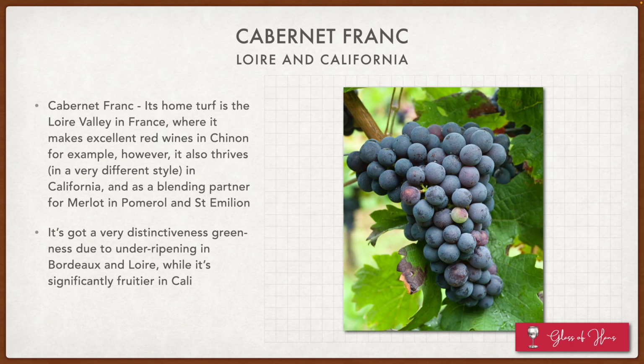Now we move on to red grapes. Let's begin with Cabernet Franc, a much older grape. Its home turf is in the Loire Valley of France, where it makes really good red wines in Chinon and Saumur-Champigny, and so on and so forth. The Loire Valley is huge, and there's a lot of Cabernet Franc grown there. All of them don't taste very ripe, because in California, the Cabernet Franc takes on a completely different characteristic. It's a lot fruitier and riper. And it's also important to remember that Cabernet Franc is a blending partner for the right bank, mainly with Merlot in Pomerol and Saint-Emilion.